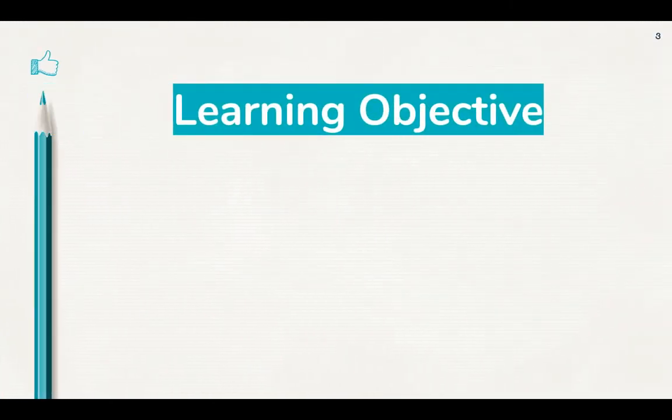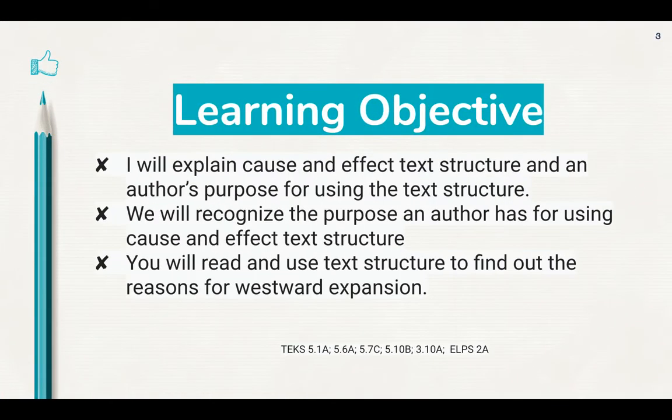The objectives for this lesson are: I will explain cause and effect, text structure, and author's purpose for using text structure. We will recognize the purpose an author has for using cause and effect. You will read and use the text structure to find out the reasons for westward expansion.